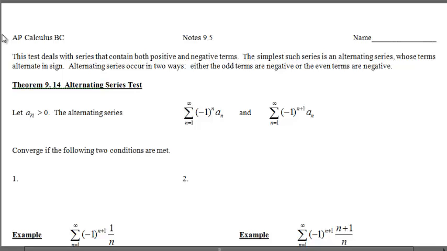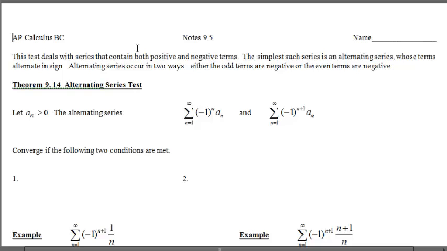Another test for convergence and divergence on a series is the alternating series test. And just as its name implies, the test deals with series that contain both positive and negative terms. The simplest such series is an alternating series whose terms alternate in signs. It can either start negative and then turn positive, negative, positive, meaning the odd terms are negative and the even terms are positive, or it could be the other way around.